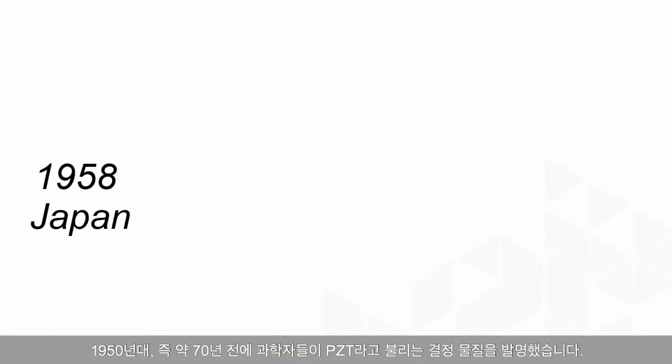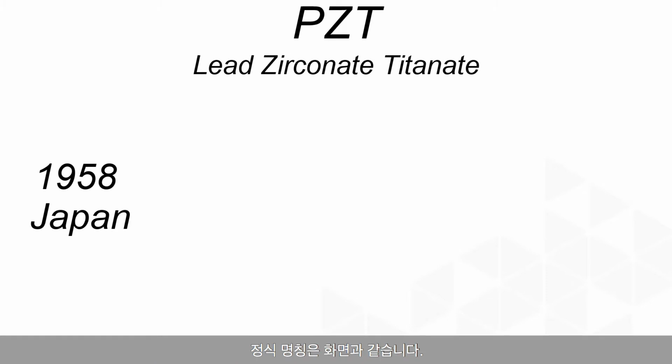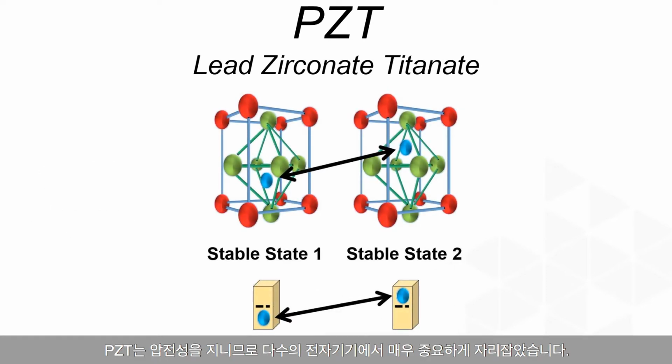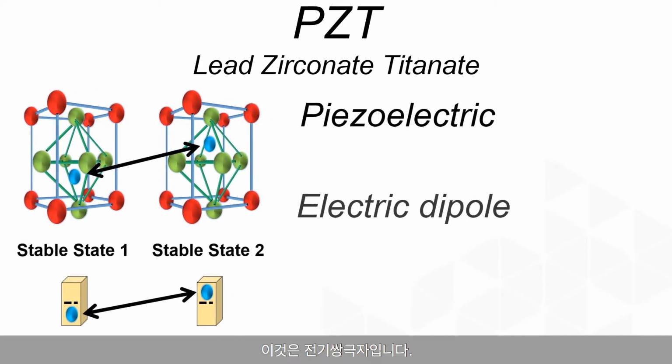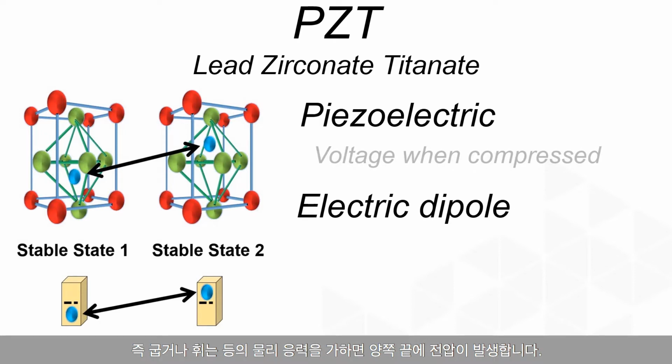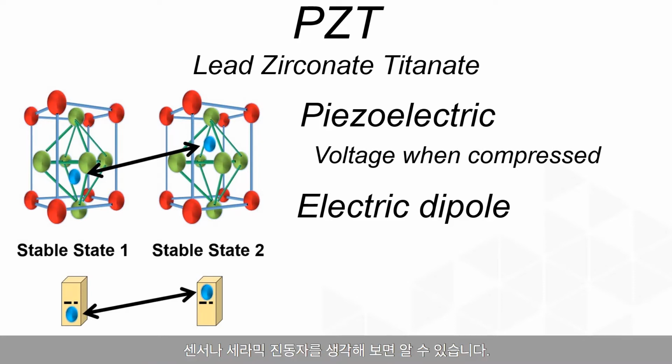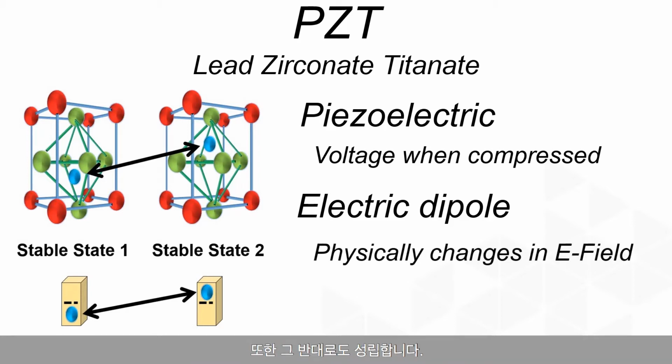In the 1950s, about 70 years ago, scientists created a crystal structure called PZT. I'll let you read the real name here. PZT has become important in volume electronics because it is piezoelectric. It's an electric dipole, which practically means, one, it creates a measurable voltage across its ends when physically stressed, like twisted or bent or squeezed. Think sensors, ceramic resonators. And two, the reverse is also true. Put a voltage across it, and the crystal will slightly deform and change some physical properties.